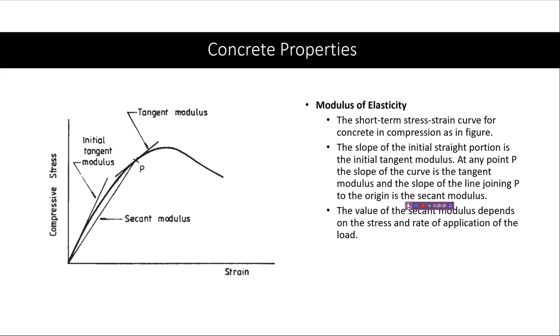Yang dibuat lah. So dia akan ada gauge yang measure the difference in length. So maksudnya bila ada perubahan dari segi shape dia tu, the strain, kan still remember, difference in length divided by original length, and also the compressive stress. So the short term stress strain curve for concrete in compression is as in the figure. So benda yang sama lah, kita buat macam Hooke's law, but it's just that ini kita buat untuk concrete.